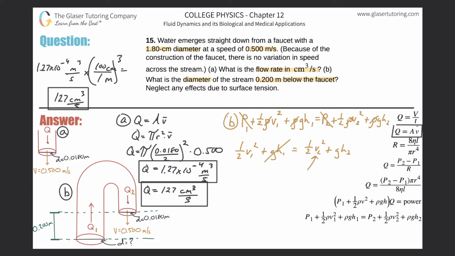V2, we do know what it is, right? What's the velocity coming out of the faucet over here? Oh, look, there it is, wunderbar. And then how about height 2? I just spoke about that, right? So we do know that it's going to be 0.2. Okay, so now this will work out to be 1/2 v1 squared is equal to 1/2 v2 squared plus g times h2.